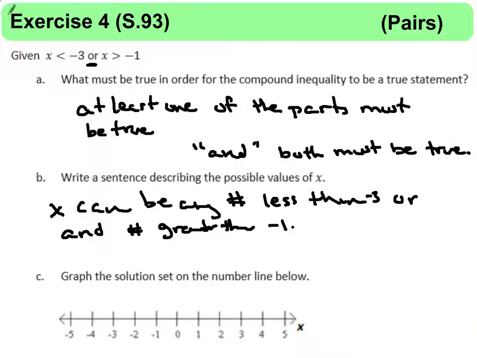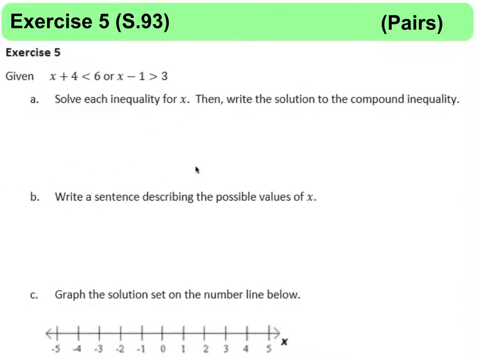When we go on and graph this, x has to be less than -3, so we'll shade in this direction here, or x has to be greater than -1, and that's shaded in that direction there. So we'll look at one more example. We'll look at exercise 5 on page 93 as well.